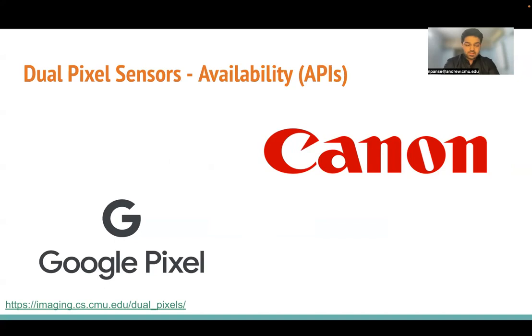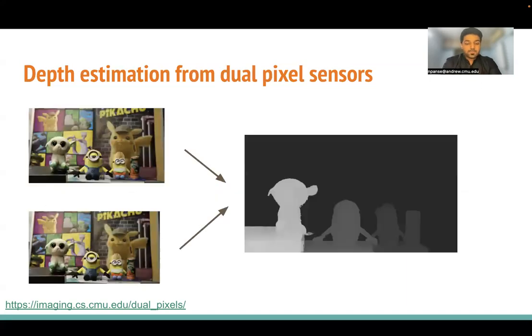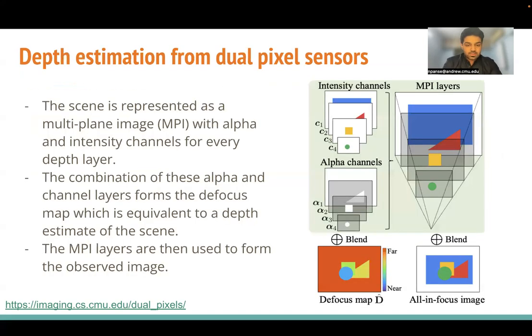So all online datasets that I could find were either captured by a Google Pixel or by a Canon DSLR. One of the pivotal works in depth estimation by dual pixel sensors came out of CMU, also in collaboration with Google and Adobe. So just to recap, the task here is that given a left image and a right image with a small disparity, give me really good depth estimates.